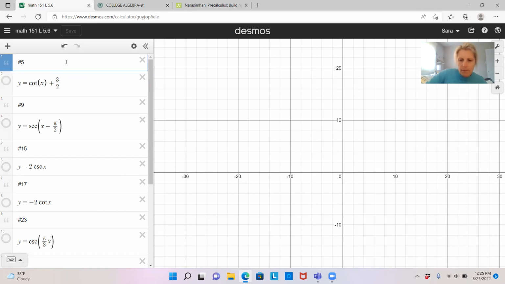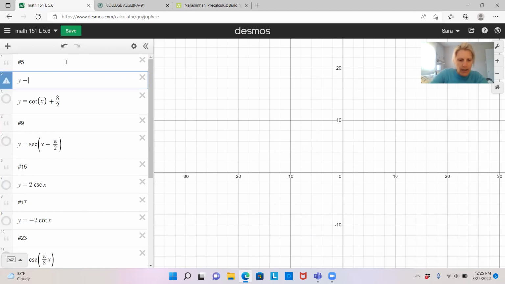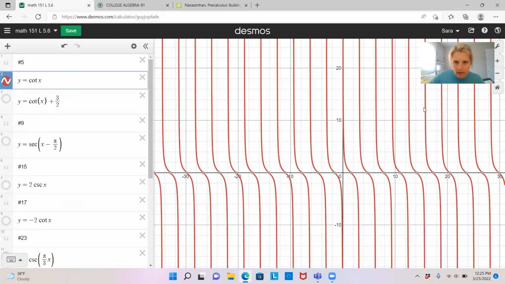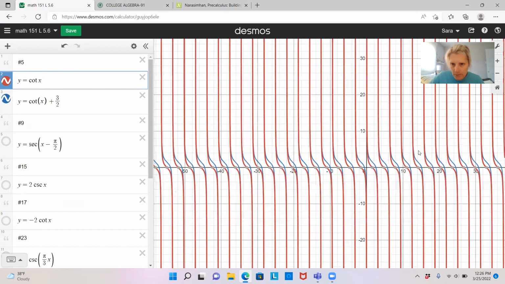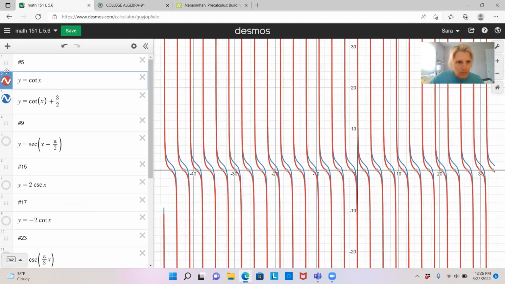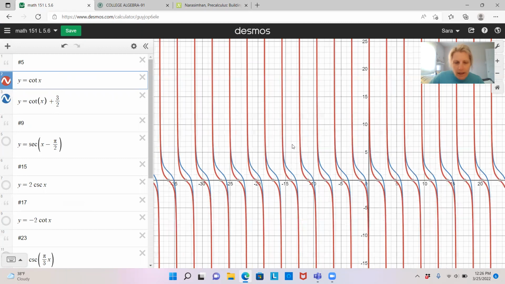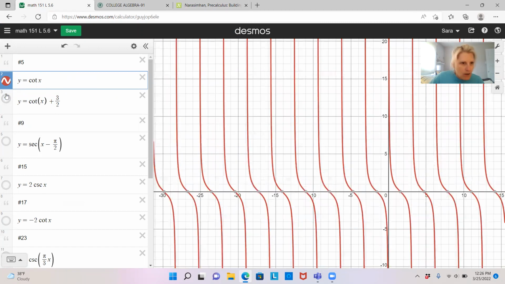So I'm going to put in the basic y equals cotangent of x function. So you can see that here. And then I'm going to turn on the one for number 5 in blue. And you can see it's just a shift up 1.5, a vertical shift up. And I'm going to turn those off.